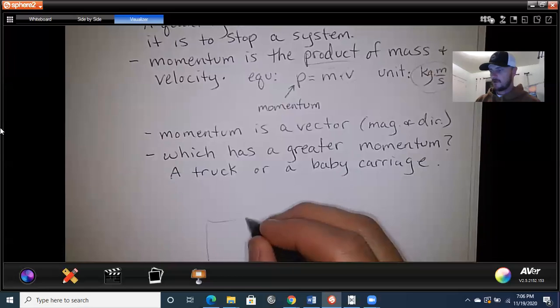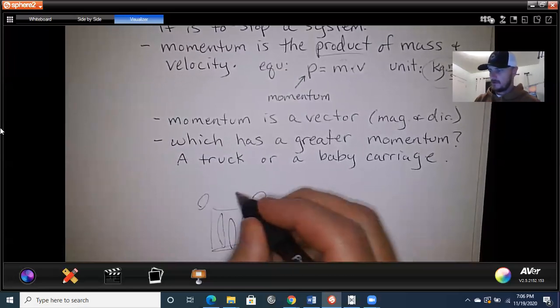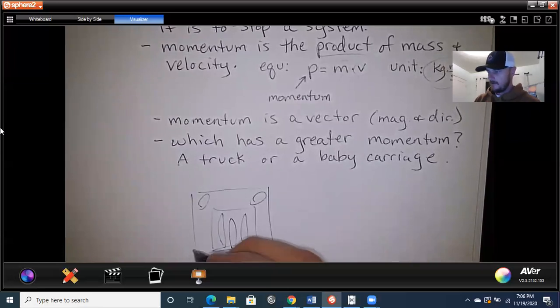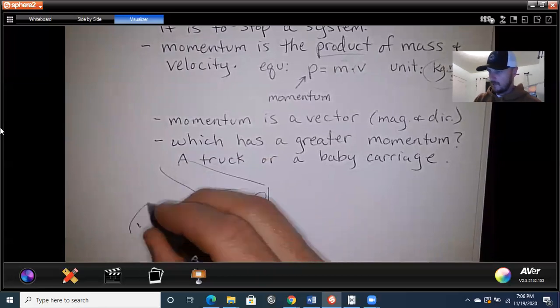So we got our big semi truck here, the big grill, and it's got its big headlights here, Optimus Prime, right? And there's the hood. There's the wheel well right there.